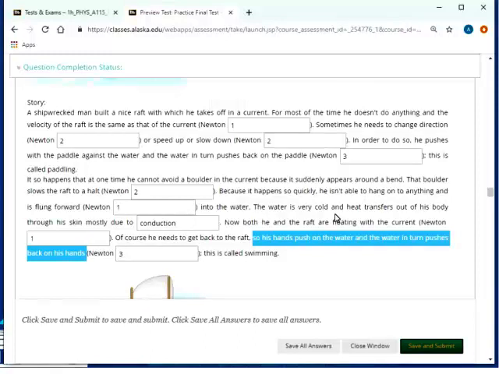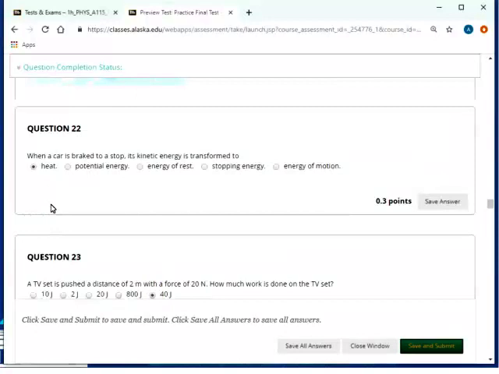All right, question 22. When a car is braked to a stop, its kinetic energy is transformed to heat. That's always the end product of energy transformation from one kind of energy to another one. Unfortunately, that's because of friction.